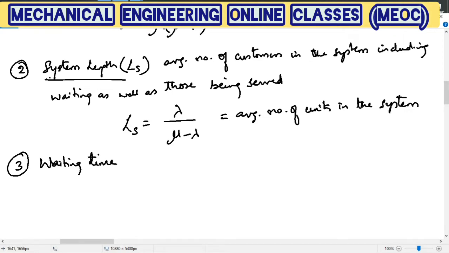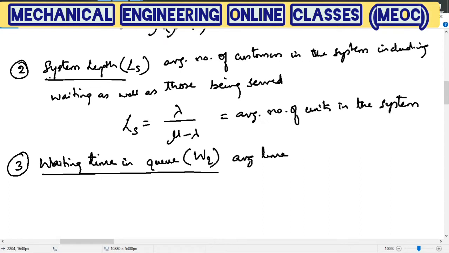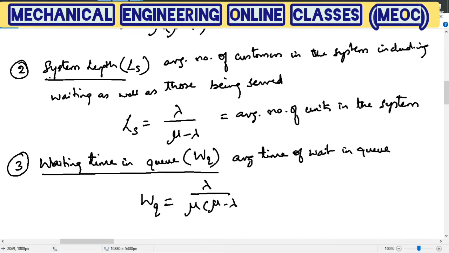Waiting time means waiting time in the queue, denoted as WQ. This denotes the average time a unit spends waiting in the queue for the service to be done on it. WQ can be found as lambda by mu into (mu minus lambda).